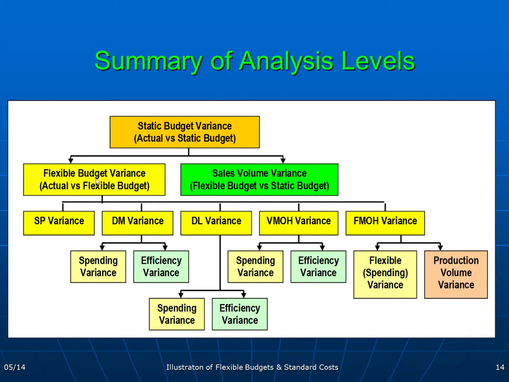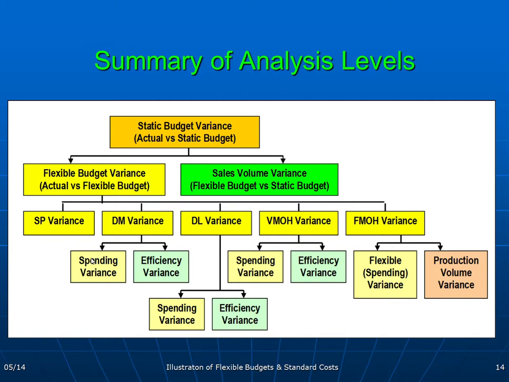So we can take our flexible budget variance, we could do it for our sales. That's the type of thing we do over in marketing. We're focusing on costs in here, so if we looked at our direct material variance, that can be broken down into a spending and an efficiency variance. Direct labor, same thing, spending, efficiency variance. Variable manufacturing overhead, same thing, spending, efficiency variance.